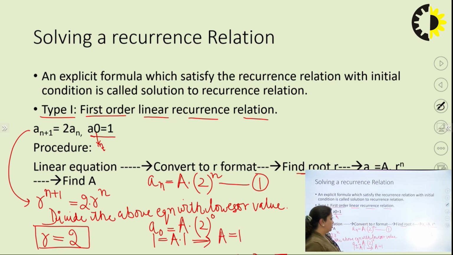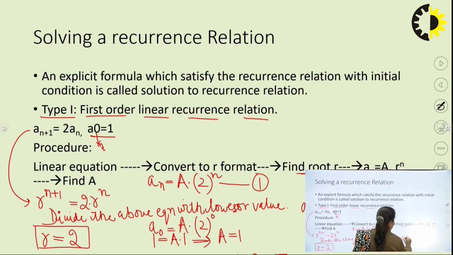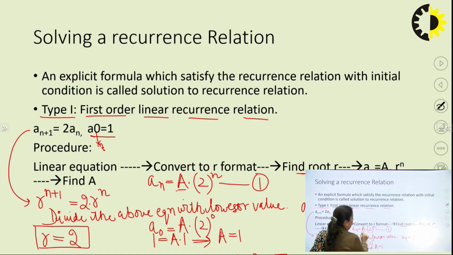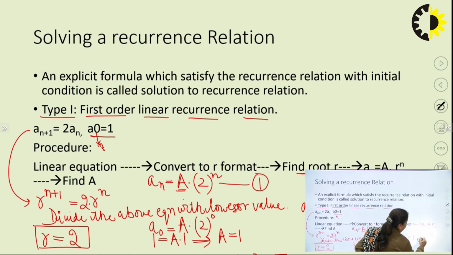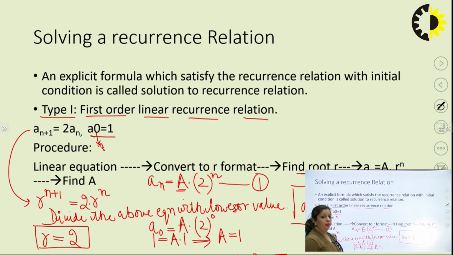So, now I will substitute the value of A is equal to 1 in equation 1. So, what I will get? I will get a_n is equal to 1, the value of this A, into 2 to the power n. So, this is the solution to this question. This is how we will be solving this question.